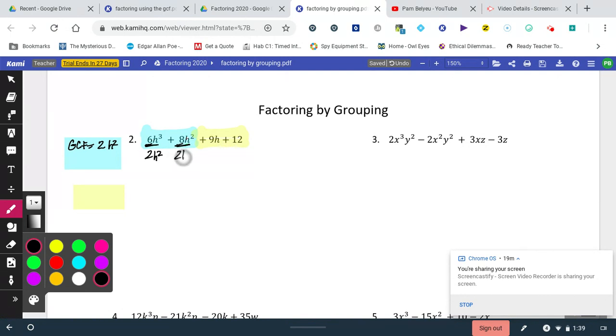Don't worry about the block in yellow. Not worried about that right now. I hope you all understand why I said get highlighters. It just makes it so much easier to do.